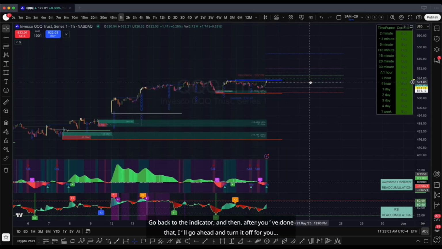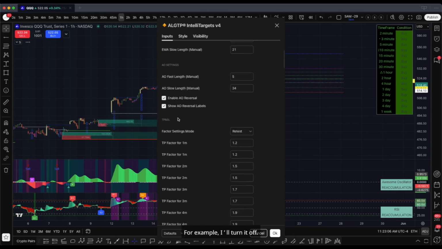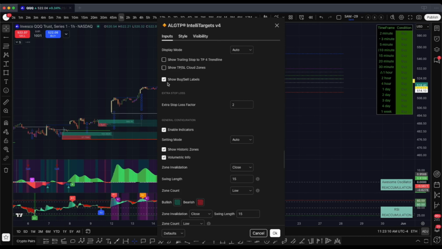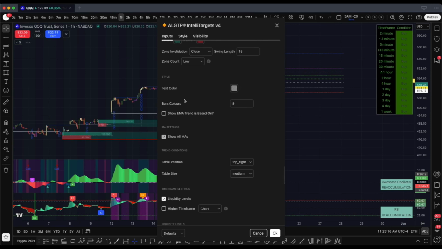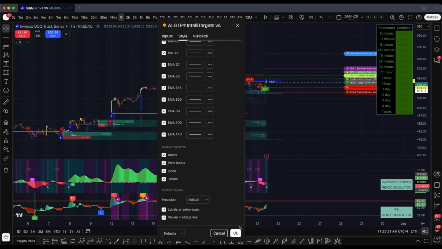Well, then I suppose I will go back to the indicator now, just as before. Go back to the indicator, and then after you've done that, I'll go ahead and turn it off for you. For example, I'll turn it off. Okay.